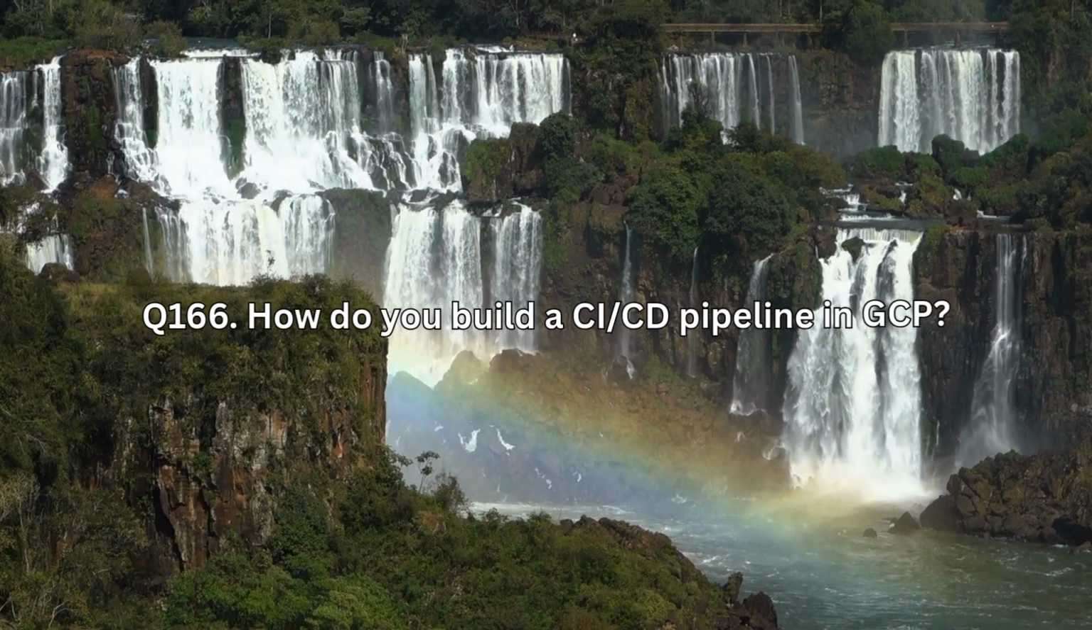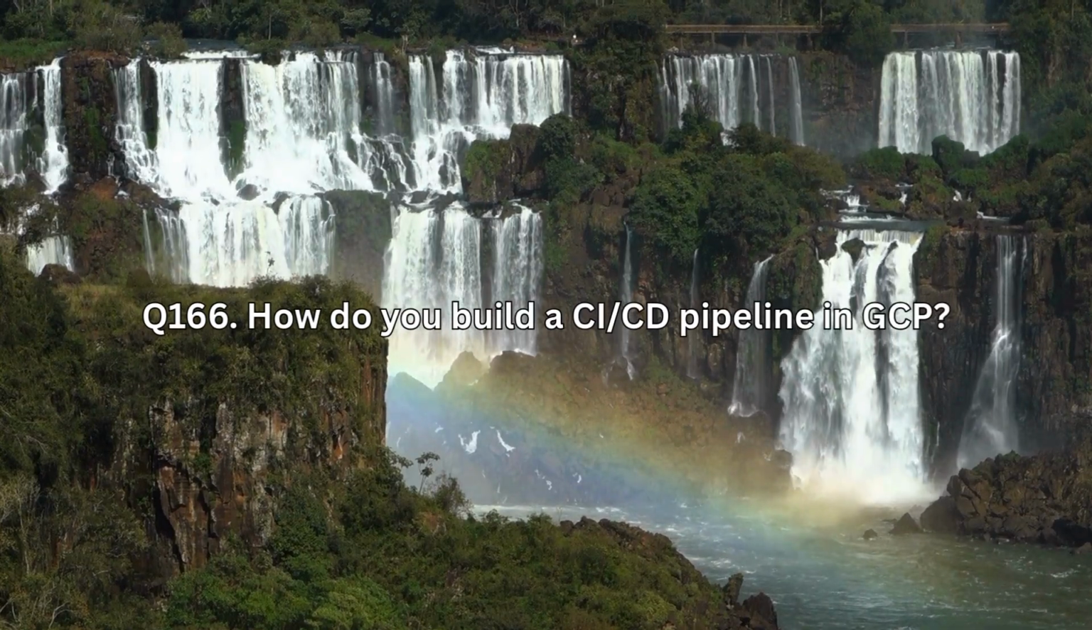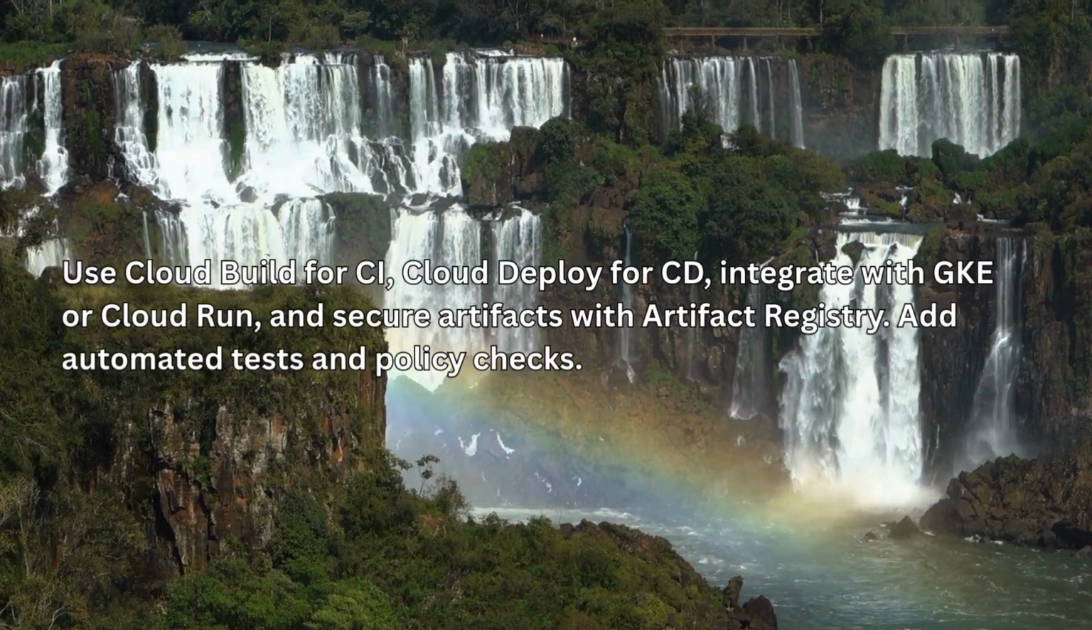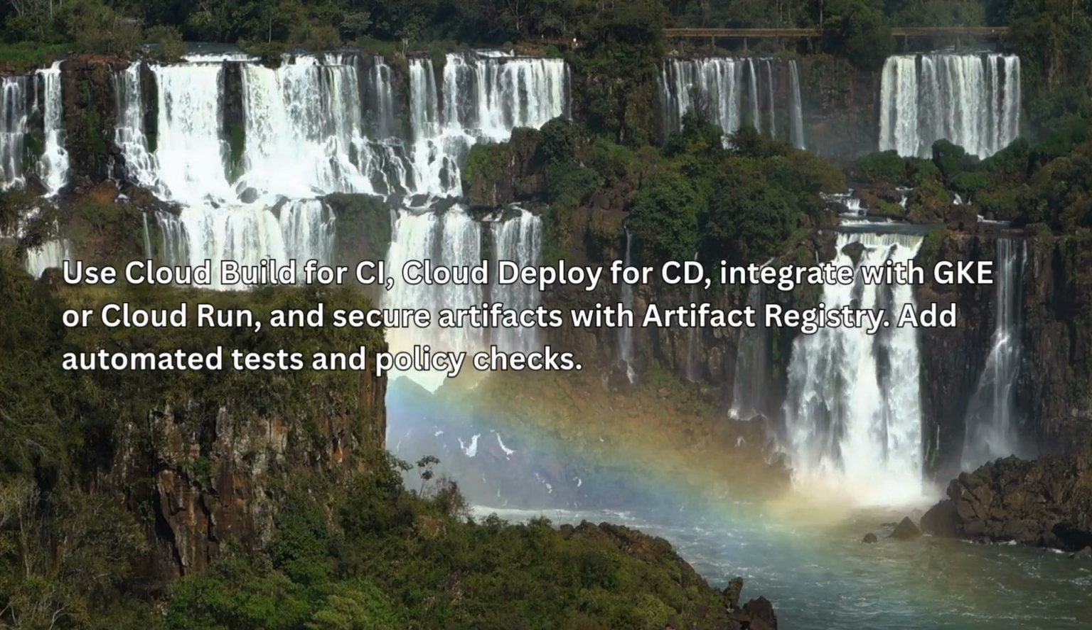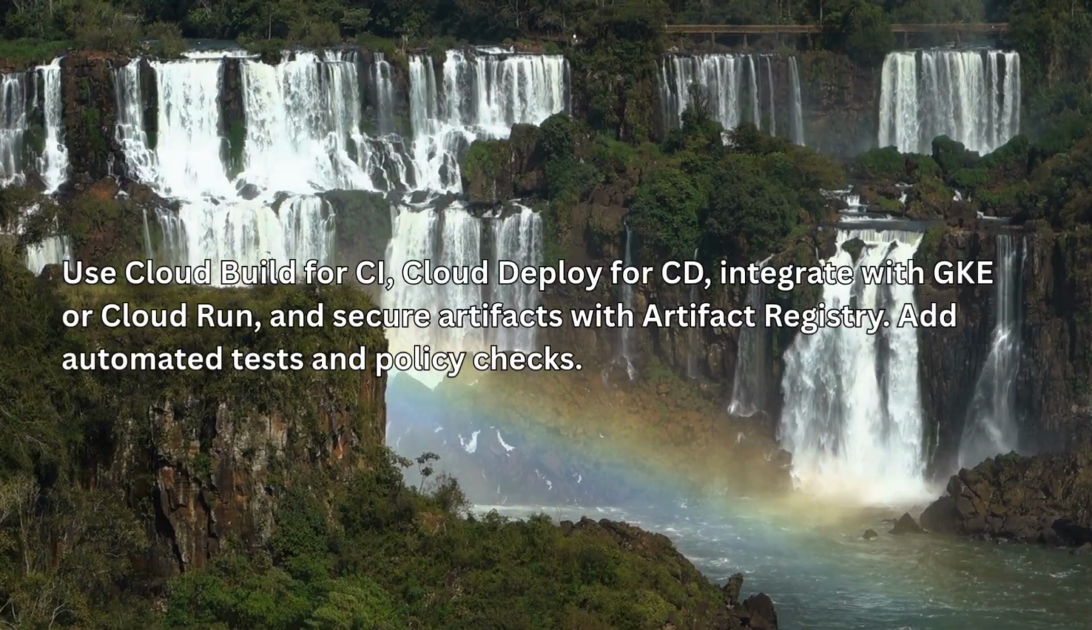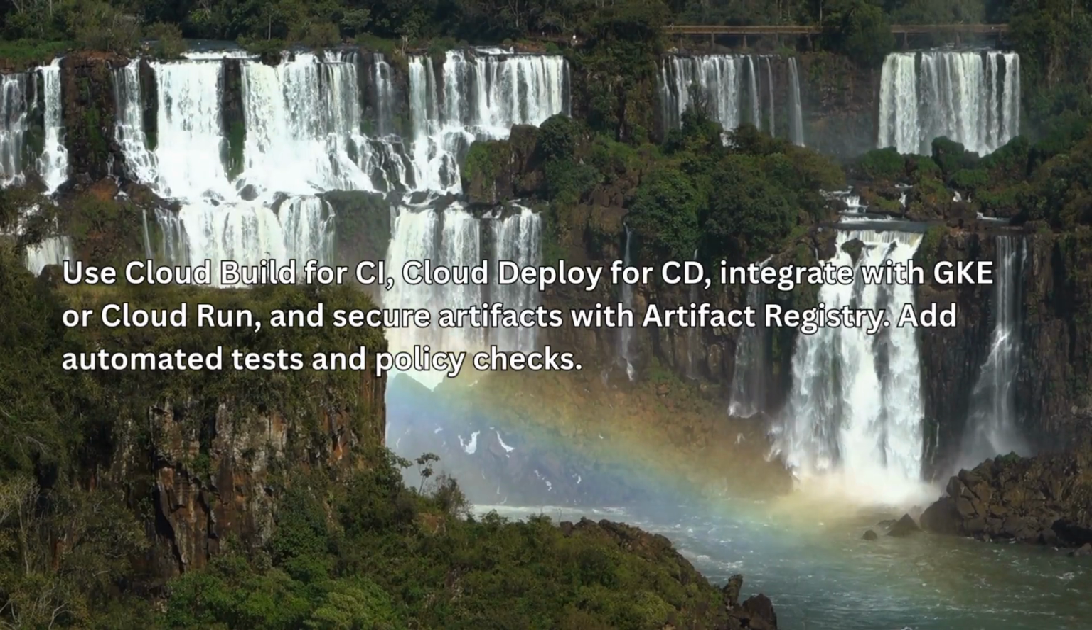How do you build a CI/CD pipeline in GCP? Use Cloud Build for CI, Cloud Deploy for CD, integrate with GKE or Cloud Run, and secure artifacts with Artifact Registry. Add automated tests and policy checks.